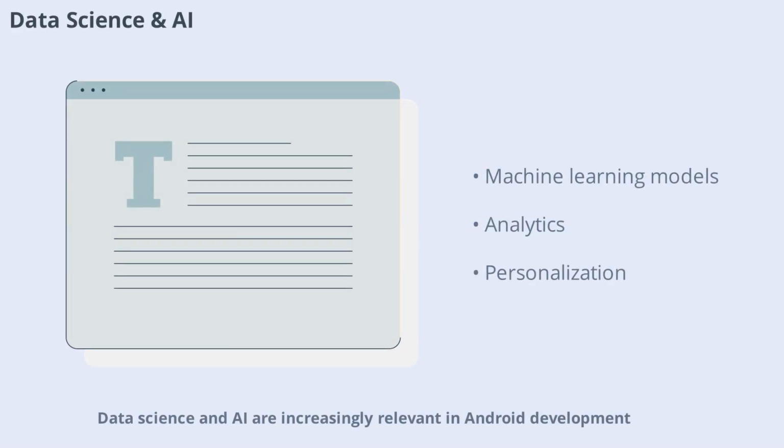Data science and AI are increasingly relevant in Android development, powering features like recommendation systems, image recognition, and natural language processing. Integrate machine learning models using TensorFlow Lite or ML Kit, and leverage data science techniques for analytics and personalization. Understanding AI concepts expands your skill set and opens new opportunities in mobile innovation.